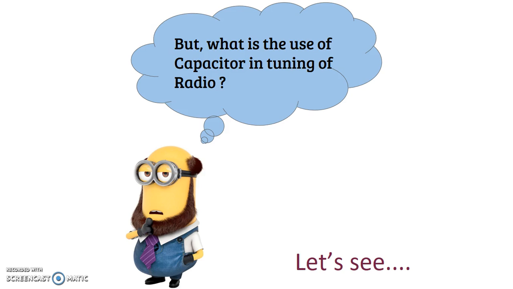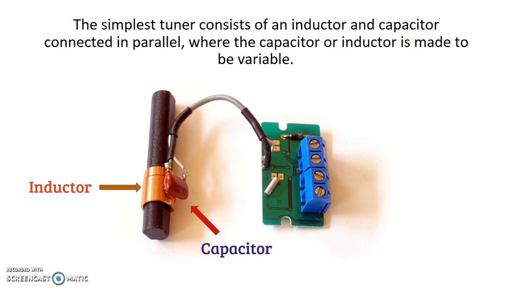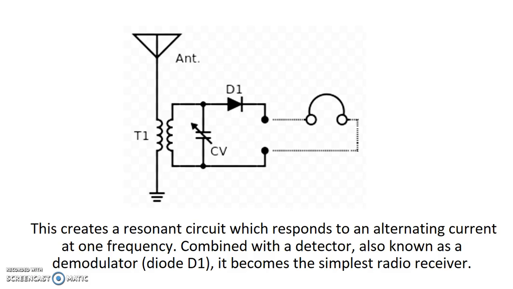But what is the use of capacitor in the tuning of radios? Let's see. The simplest tuner consists of an inductor and capacitor connected in parallel, where the capacitor or inductor is made to be variable. This creates a resonant circuit which responds to an alternating current at one frequency. Combined with a detector, also known as the demodulator, it becomes the simplest radio receiver.